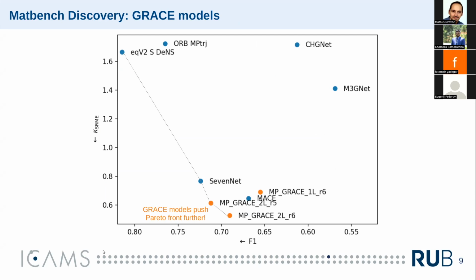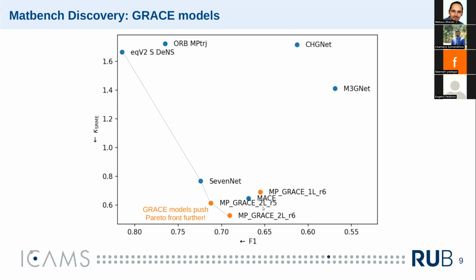So the ideal sweet spot is in this corner. Of course, these EquiFormers and non-rotation-invariant models are quite good at predicting the F1 score, but they're quite bad at predicting the forces, and vice versa. So our set of Grace models currently pushes forward this Pareto front in terms of F1 and this kappa.